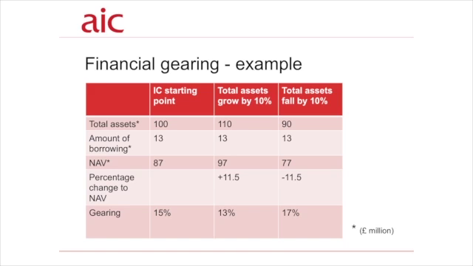Now I just want to show you where I've got the percentage change to net asset value from. Take the gearing 15%, multiply by the increase in assets of 10%, and you get 1.5. That is the extra amount by which the fund moves. So add 1.5 to 10 and you get plus 11.5 if the fund grows, and deduct it from the 10 to get 11.5 if the fund falls.